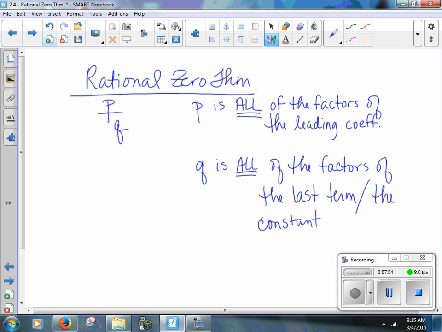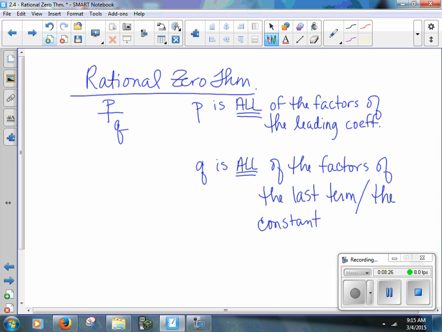Anything to the 0 power is 1, so that's how it's there but not there, okay? Now, what are we going to do with this? We are going to take all of the factors of the leading coefficient, and we're going to divide all of them by all of the factors of the very last term. And at the end, all of those quotients that we find will be plus or minus.